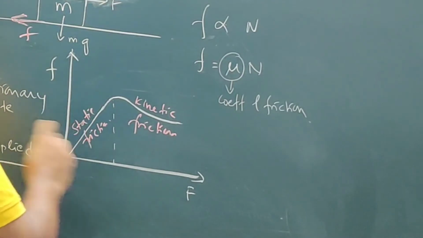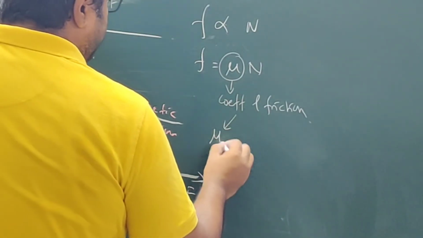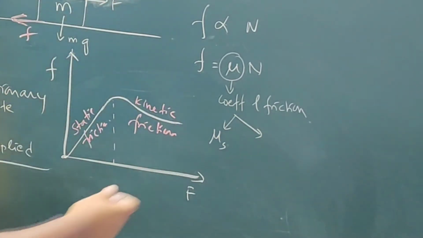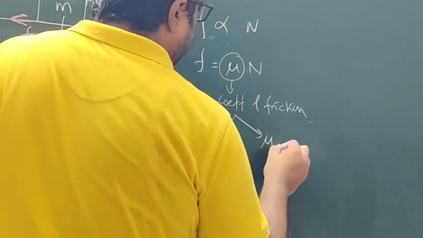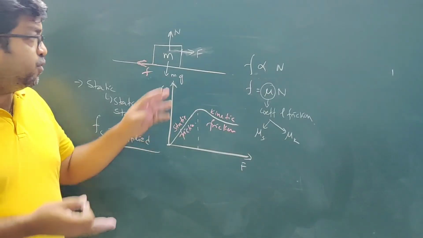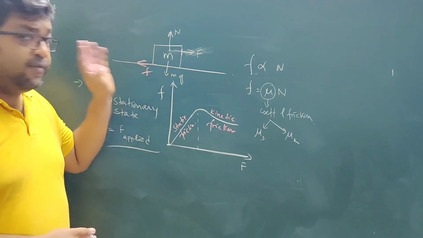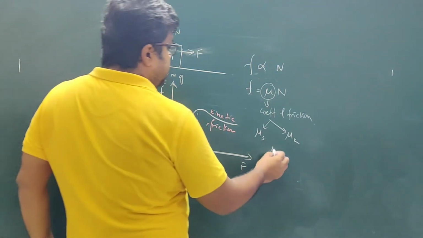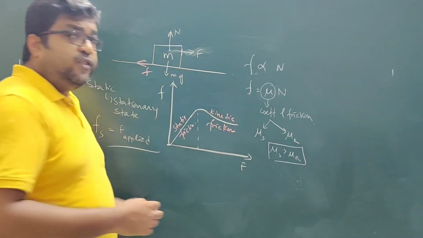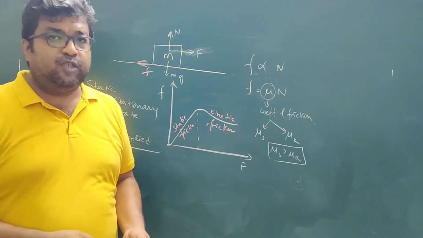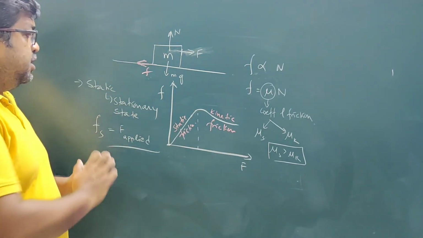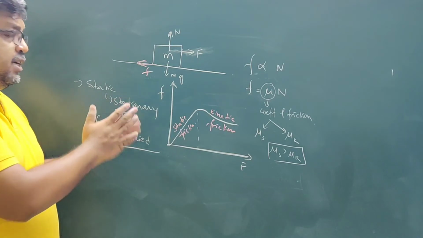If it is in static condition, the coefficient of friction is mu s. If it is in kinetic condition, that is, moving, then the coefficient of friction is mu k. For the same block and surface, mu s will be greater than mu k. The coefficient of static friction is greater than the coefficient of kinetic friction. So this is the concept of static friction and kinetic friction.